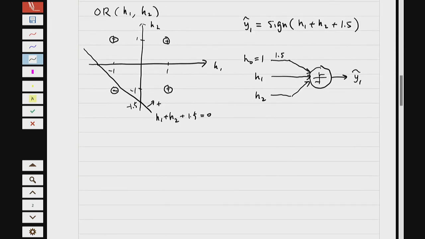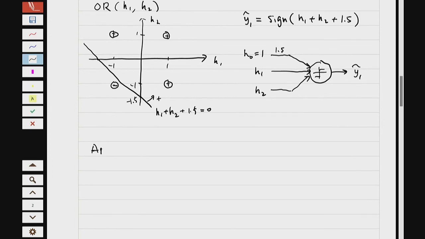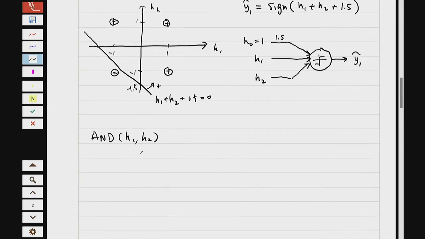Okay, yeah? So now we show that we can use a perceptron to build an OR function. How about the other logical functions? How about the AND function? Well, as you can imagine, it would be very similar, right? You just do the same thing. You draw this picture of the function. You make it a bit longer.